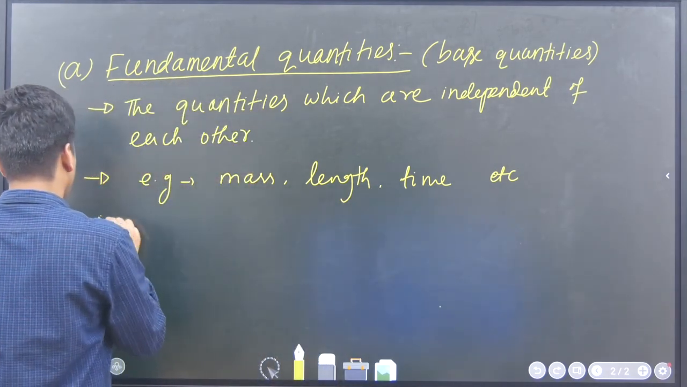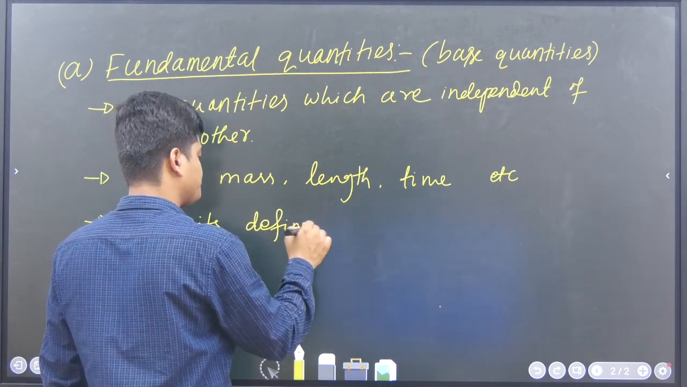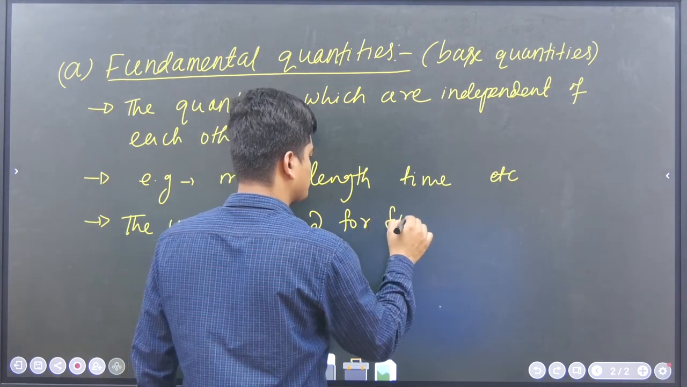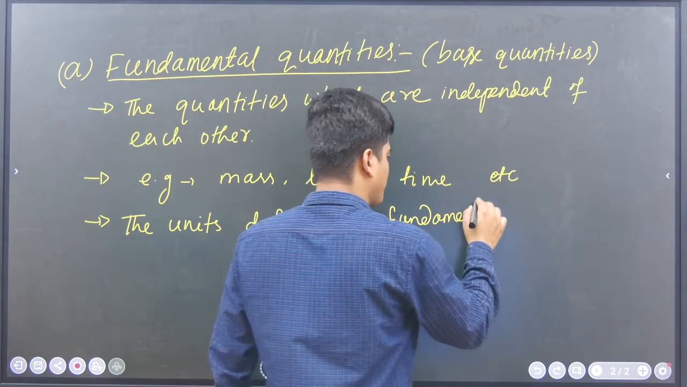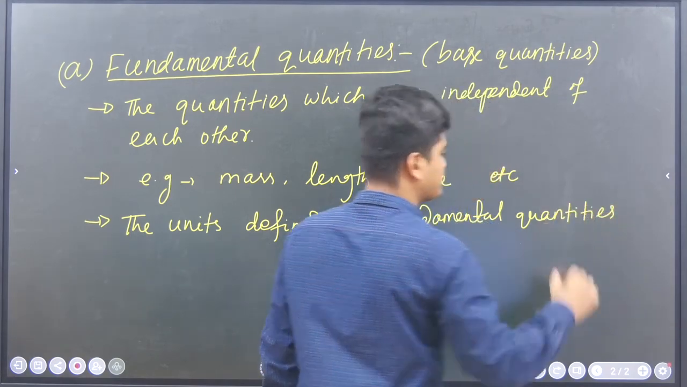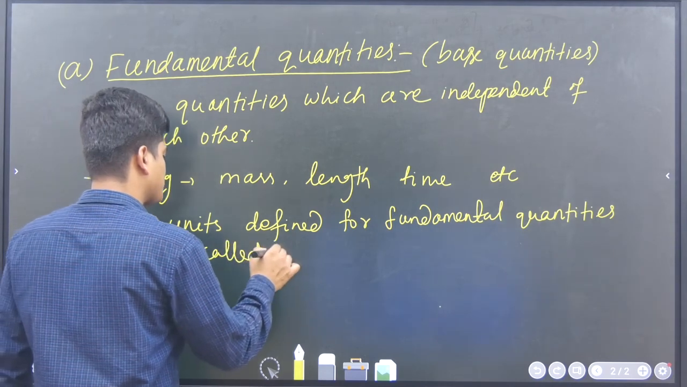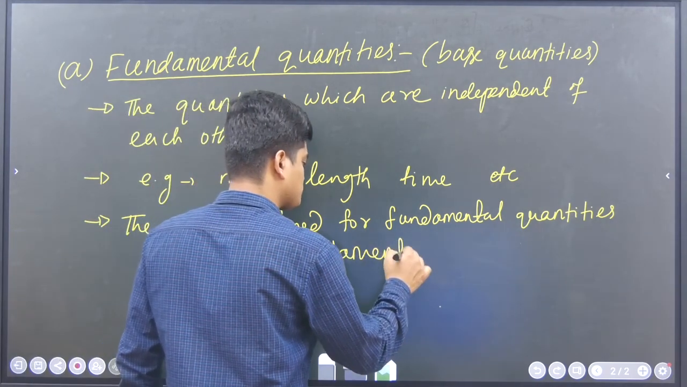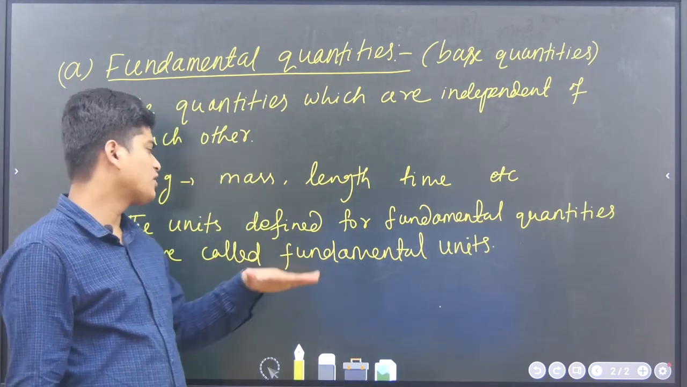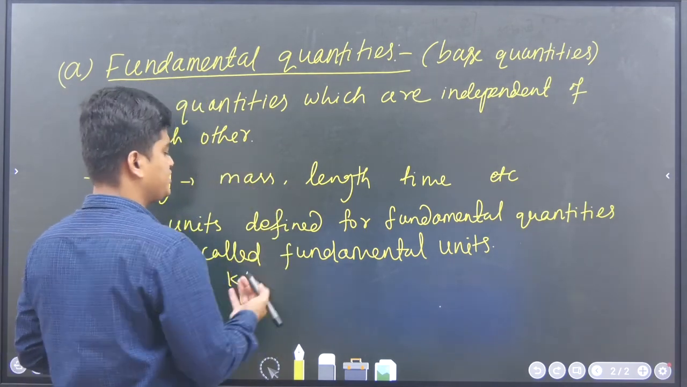Now, here remember the units defined for fundamental quantities are called basically fundamental units. The units defined for fundamental quantities are called fundamental units. Suppose for mass I am representing, the unit is kg. So, kg is a fundamental unit.